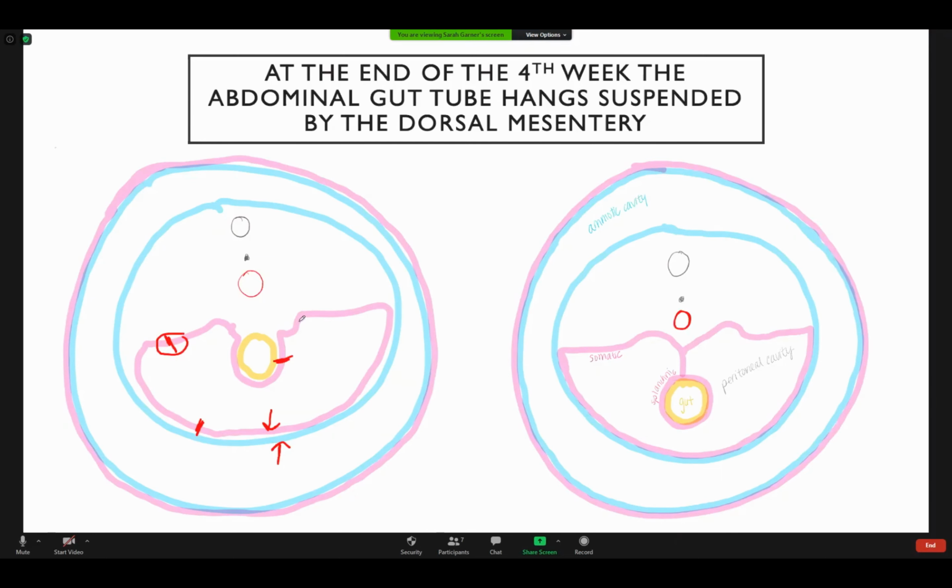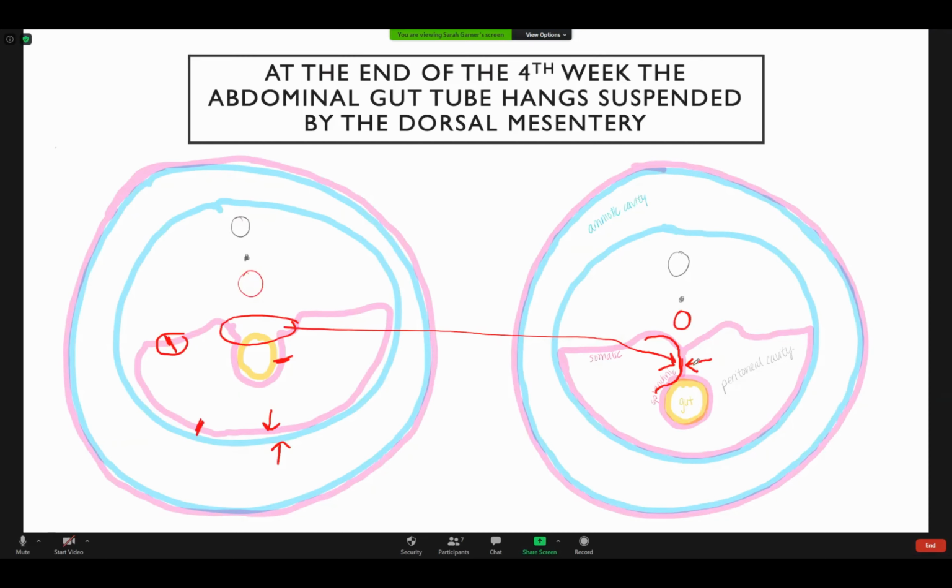And so this portion right here is going to fuse, and it's going to form a dorsal mesentery. So if you remember, a mesentery is literally just a double fold of peritoneum. So you've basically got the splanchnic mesoderm coming up here and the somatic mesoderm coming here, and they fuse together and form this double layer, which is the dorsal mesentery. And this is a super important concept to understand because this is what's going to make the difference between something that's intraperitoneal and something that's retroperitoneal.